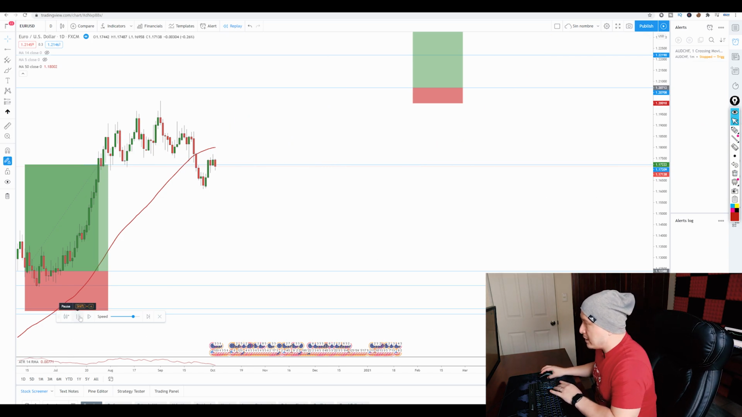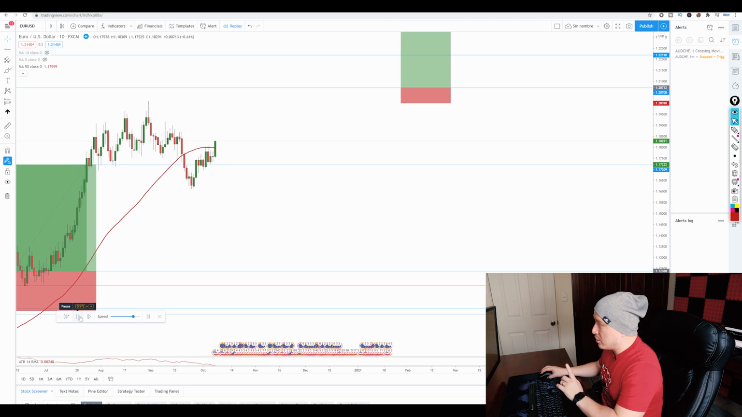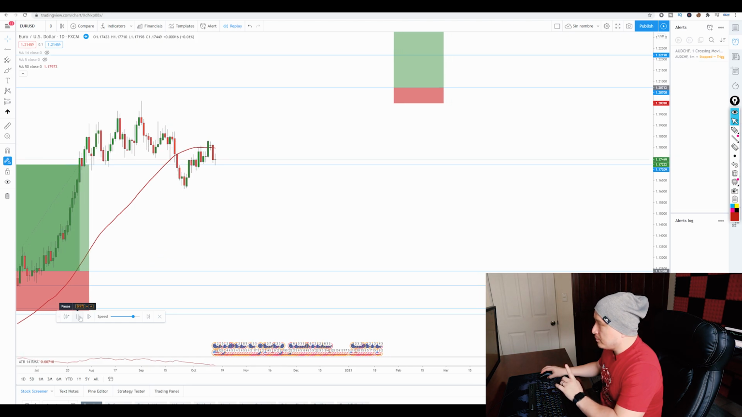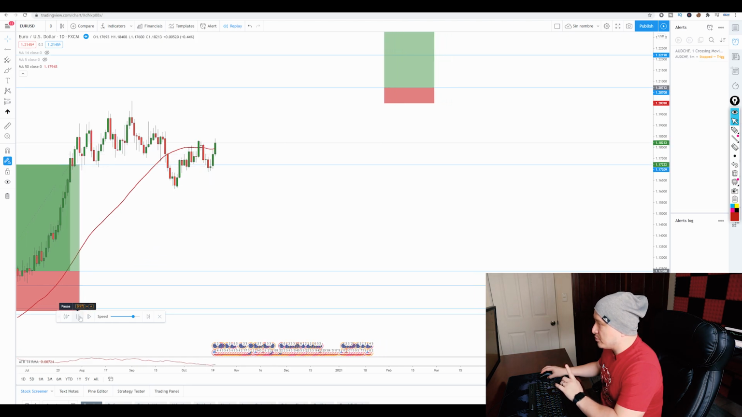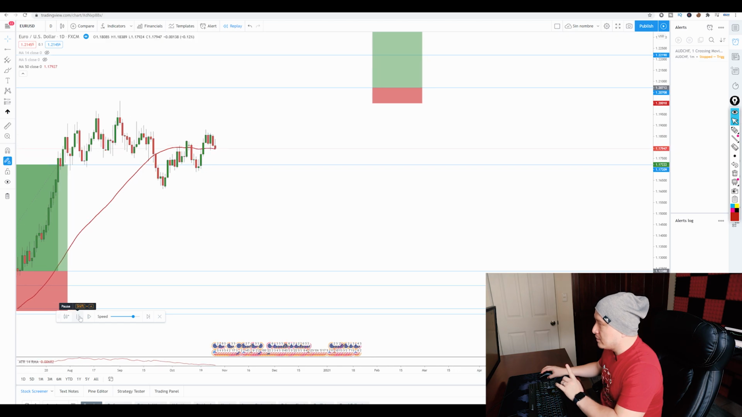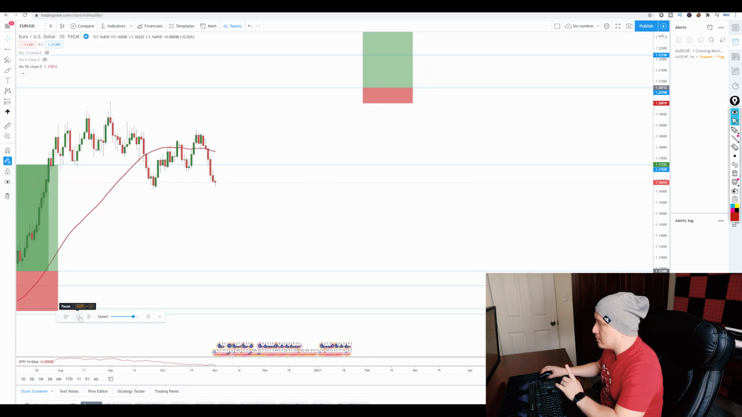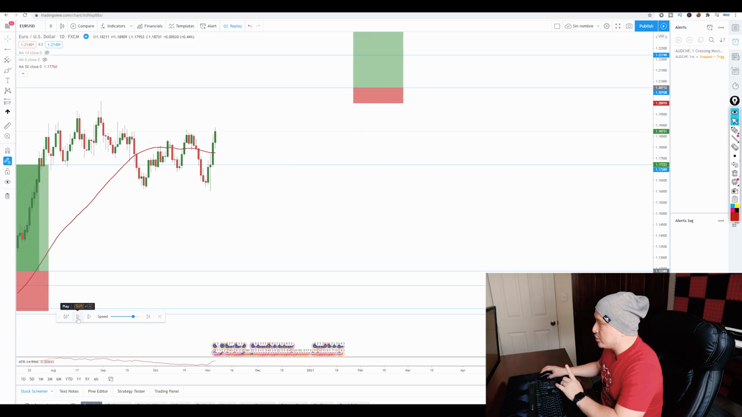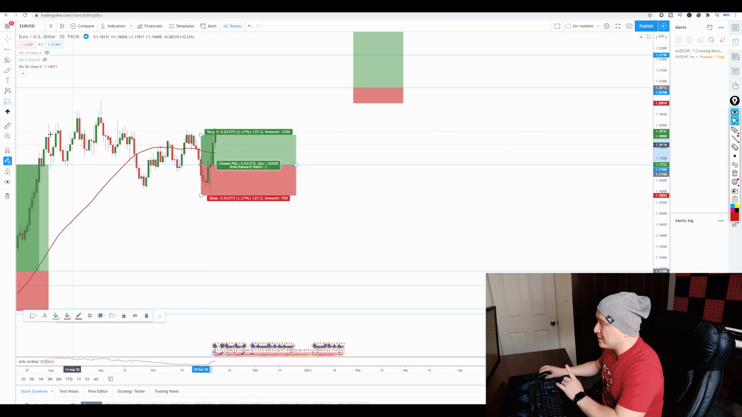So we're gonna hit the play button. Right now it crossed, you see? Okay, it respected it. Okay, now it dropped a little too much, but here would be our entry point in this area, right? This is a limit order pretty much.